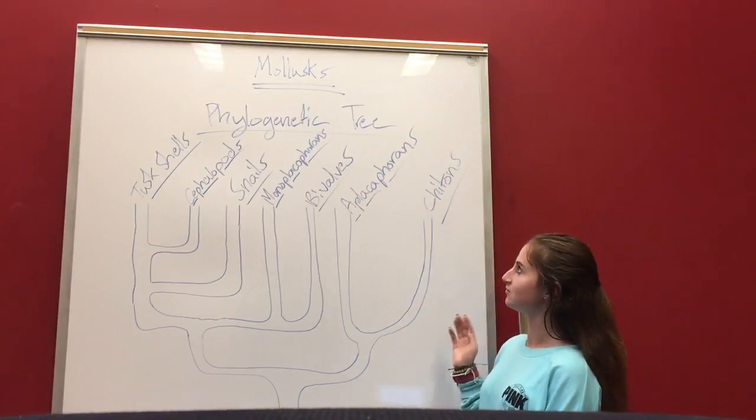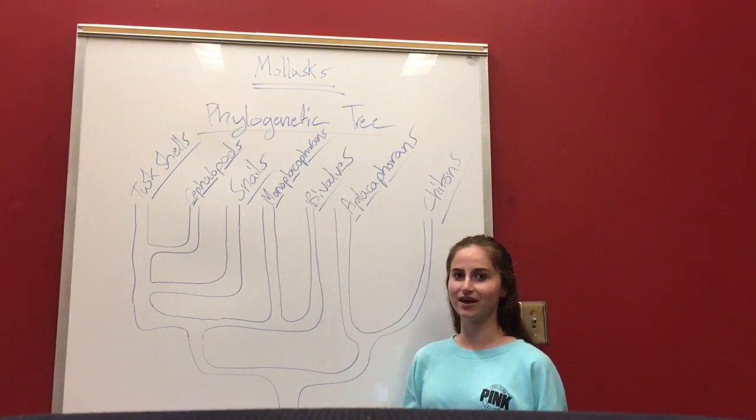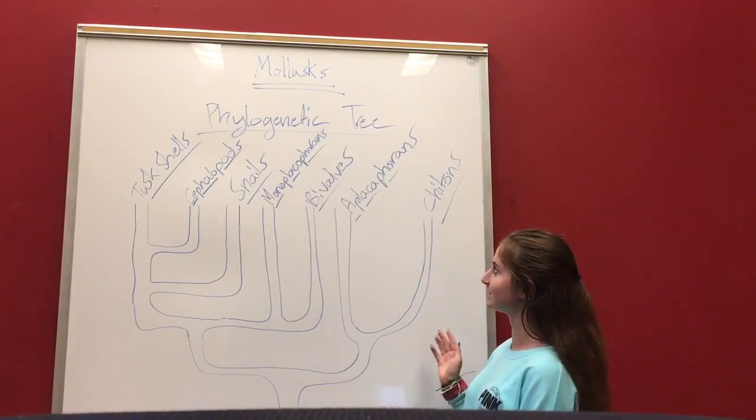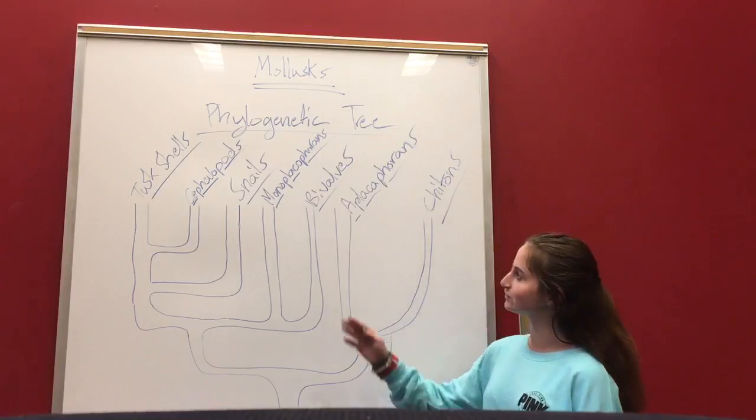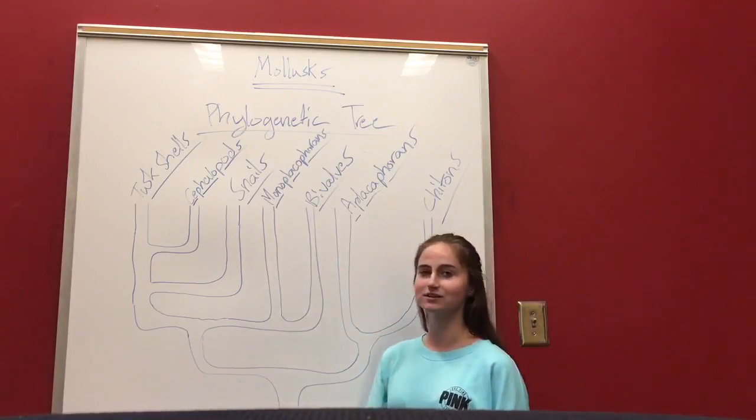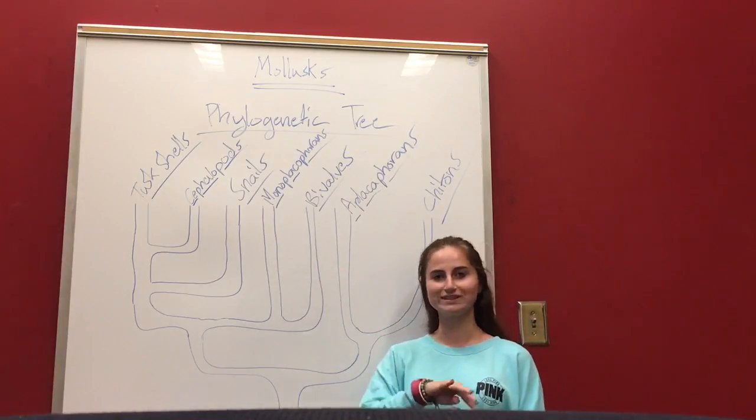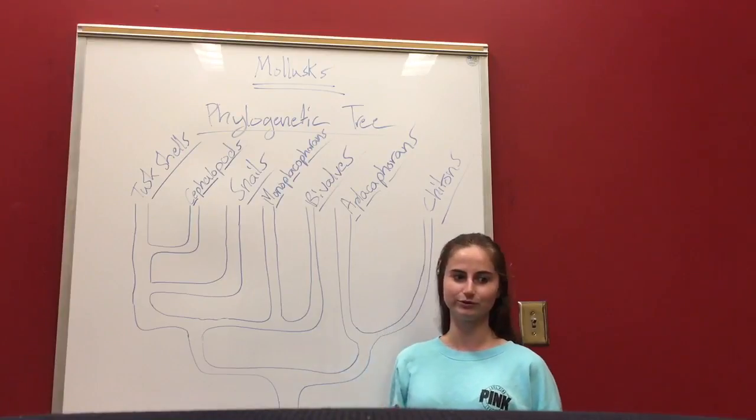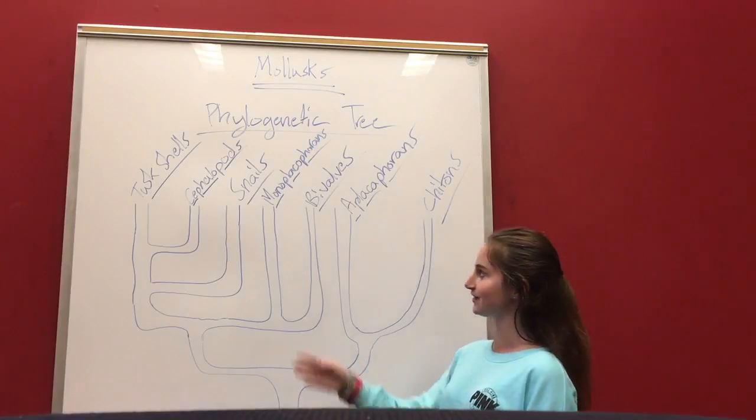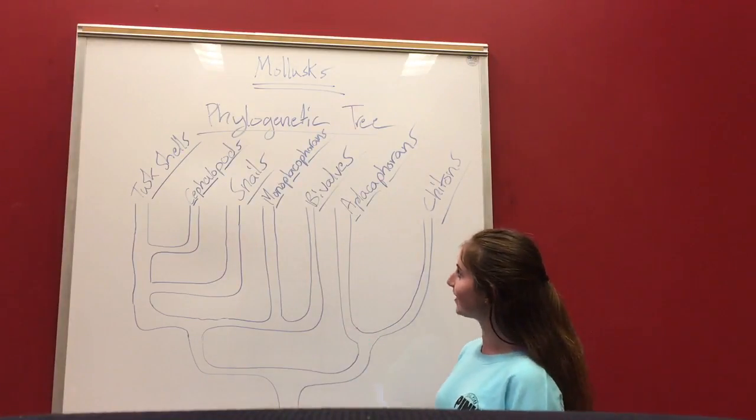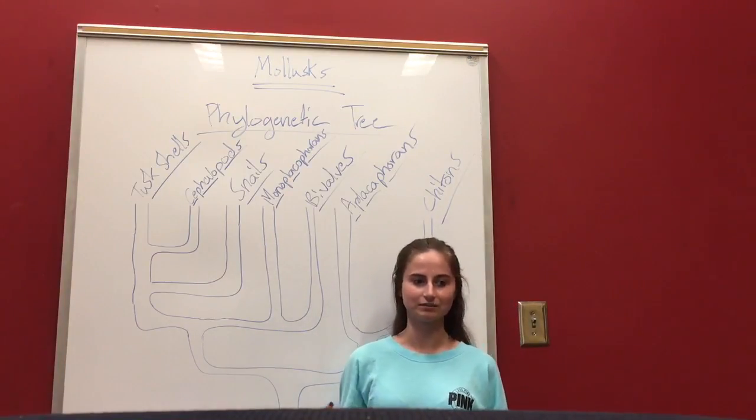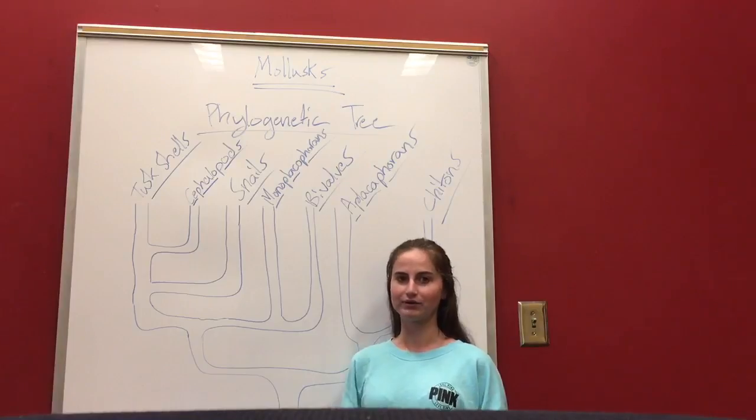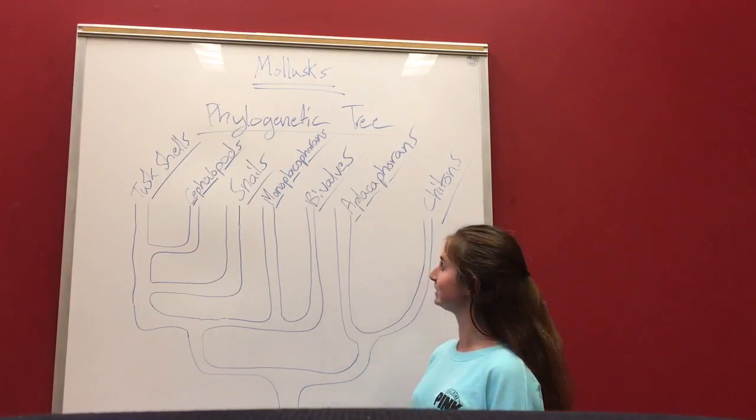So this is a phylogenetic tree, and it shows that there are 7 classes of mollusks. The first class is the tusk shells. Those are tubular and slightly curved. They are similar to elephant tusks, which is what they are named after. Then there are cephalopods. Cephalopods are squids and octopi. They're one of the smaller known classes, with about 800 species.